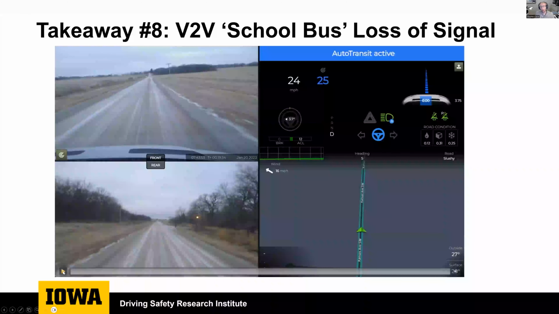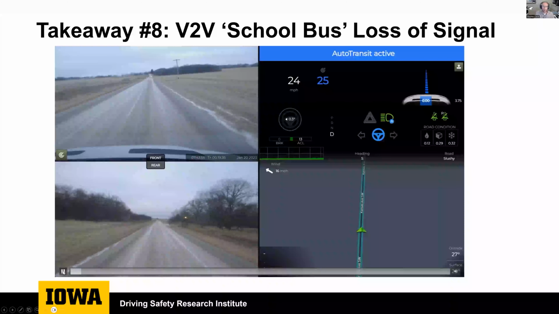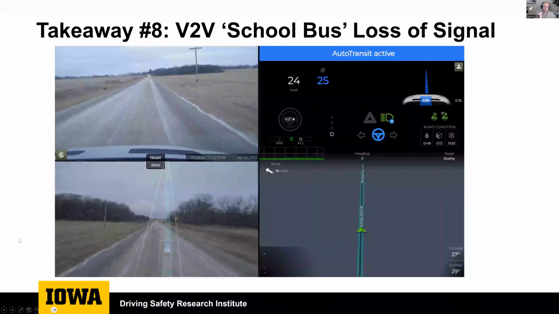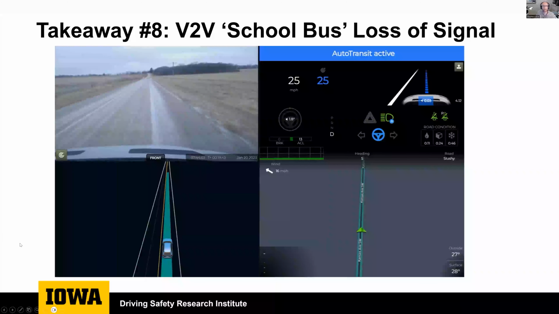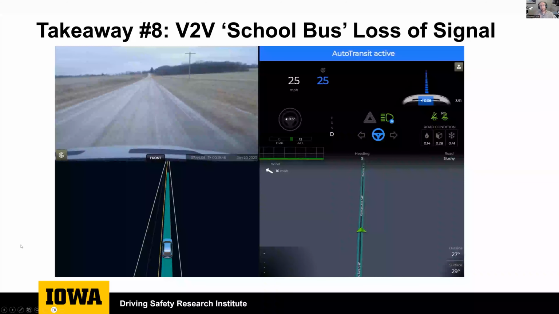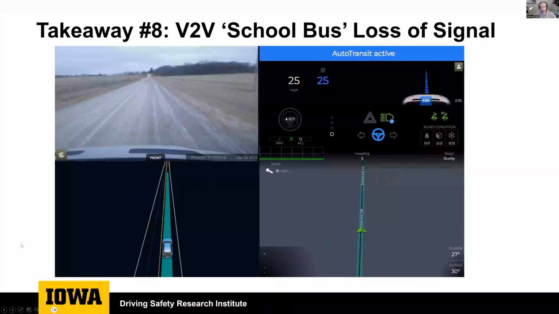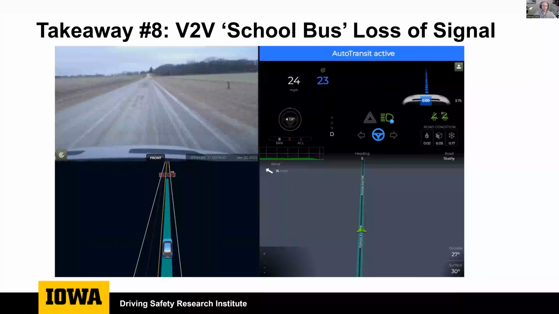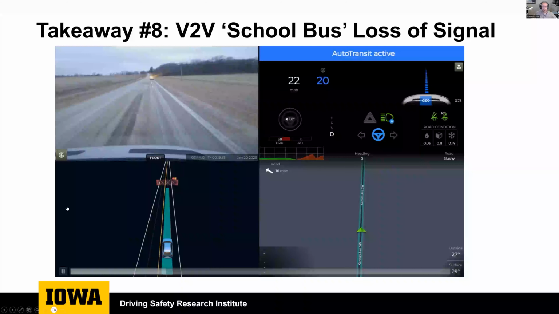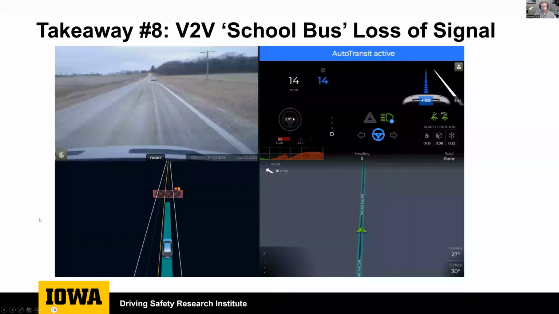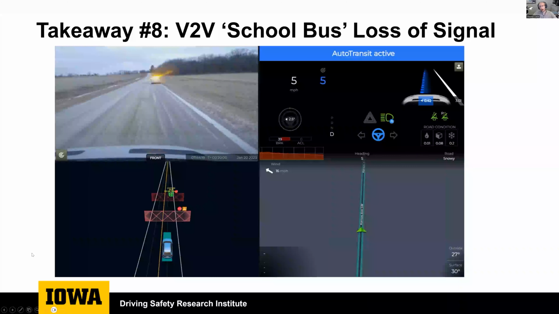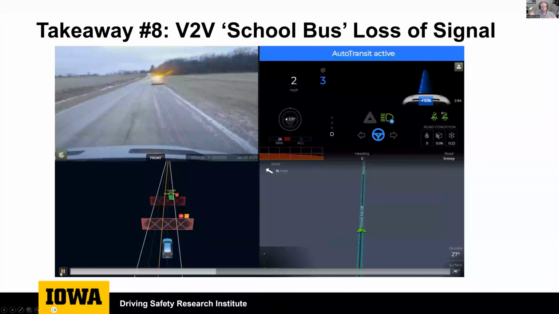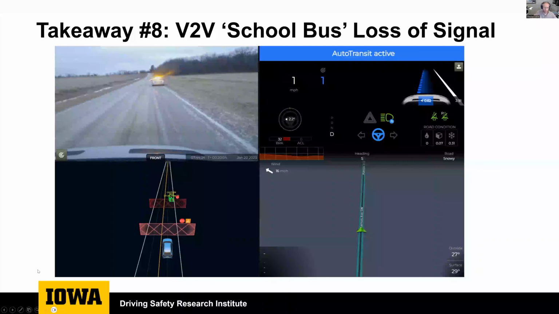So this is the same road, slightly different in the way that the school bus is now in front of us in our lane. In this situation, the bus drove in, everything was working great, and fired up its lights. But at some point along this line, the Camry actually lost cellular signal. So the transit just knows its last known position and state, which is that its lights are on and it's stopped.